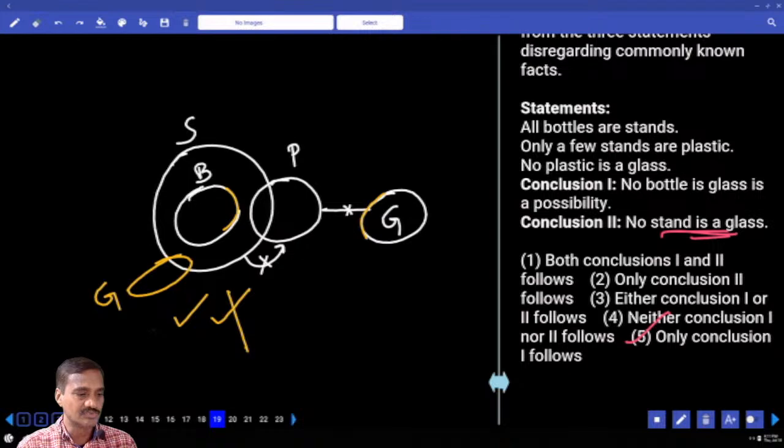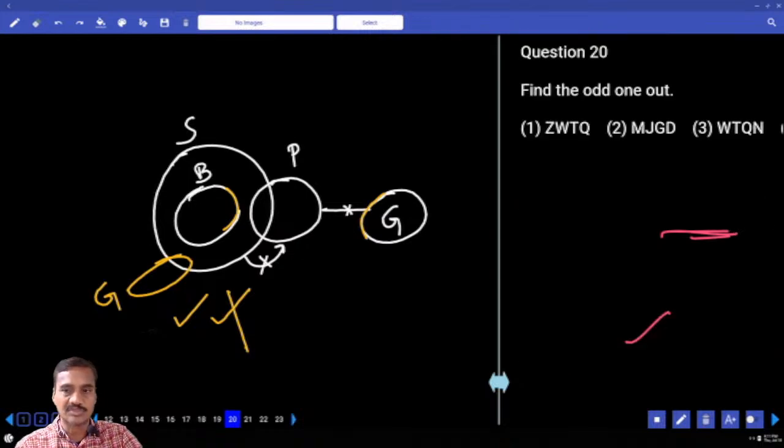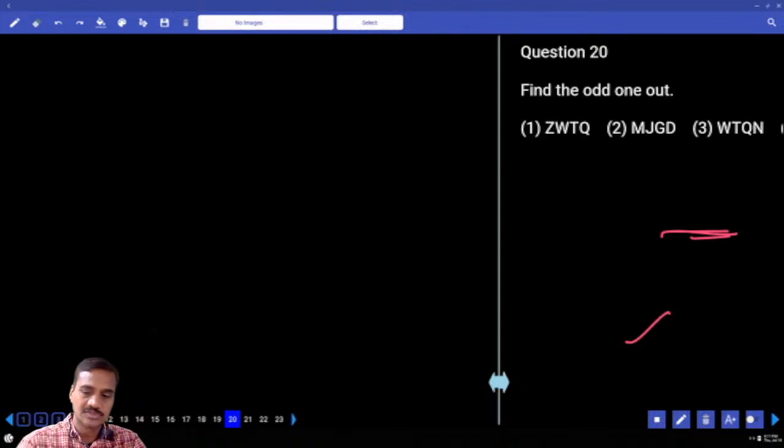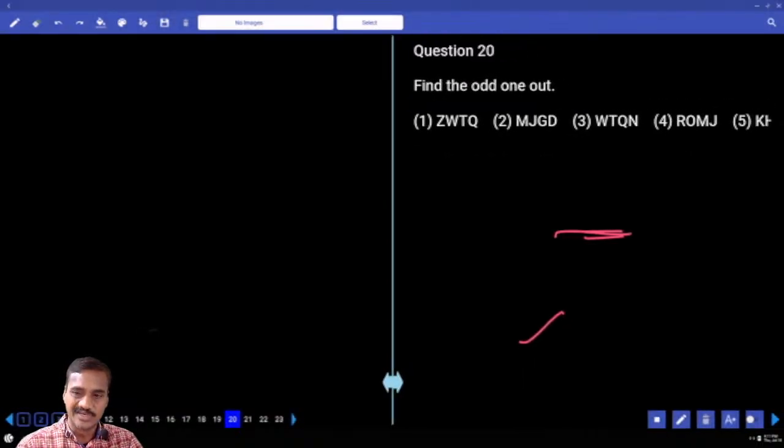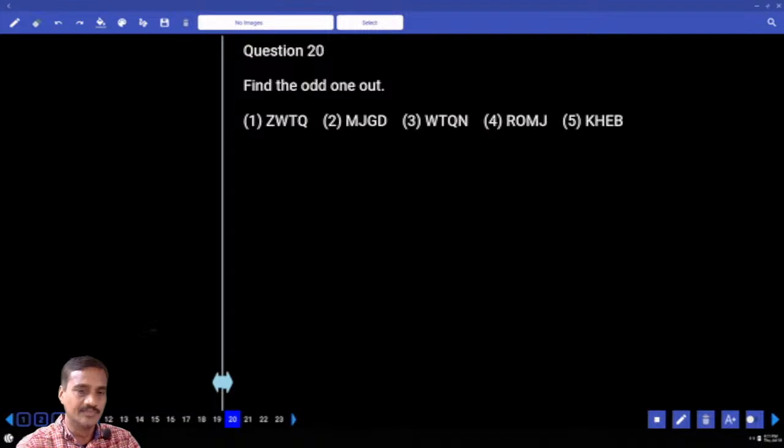And next one, the 20th. Now in this question number 20, find the odd one out. In this we need to find the odd one out. Z and W, 26 and 23, minus 3. Then Q plus 3, plus 3, plus 3. The reverse order. D plus 3 G, plus 3 J, plus 3 M. N plus 3 Q, plus 3 T, plus 3 W. J plus 3 M, M plus 3 should be P. Here choice 4 is the odd one, question number 20.